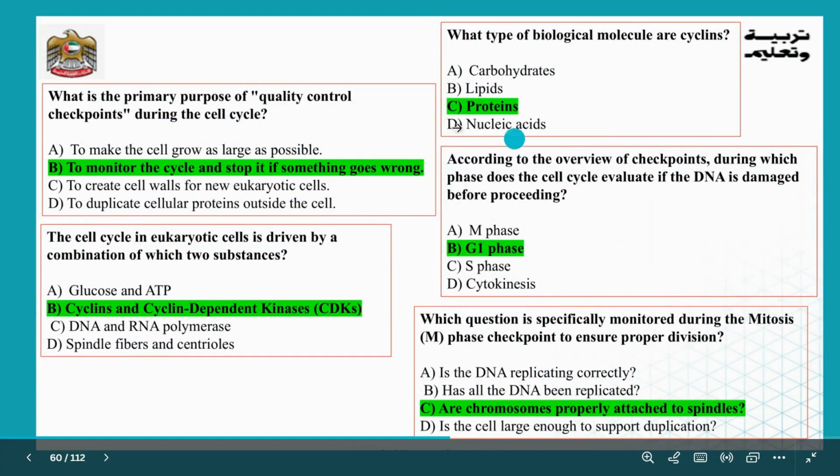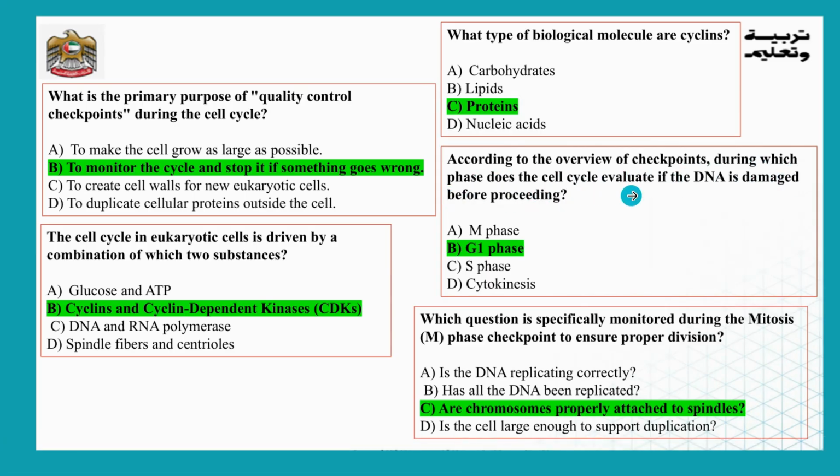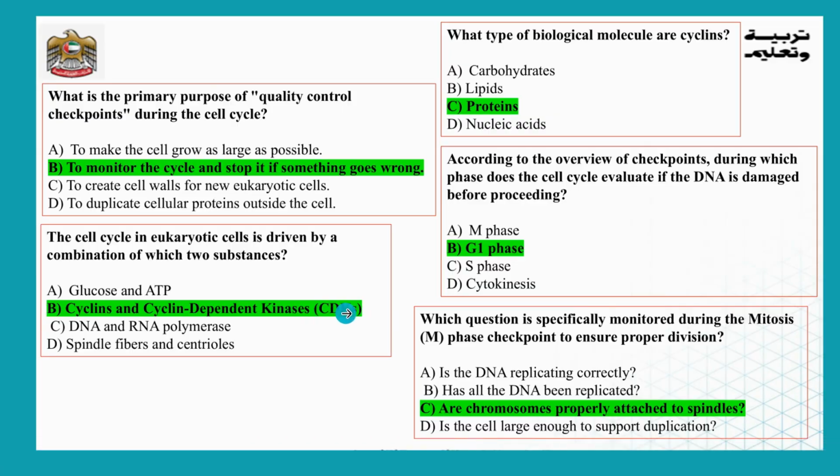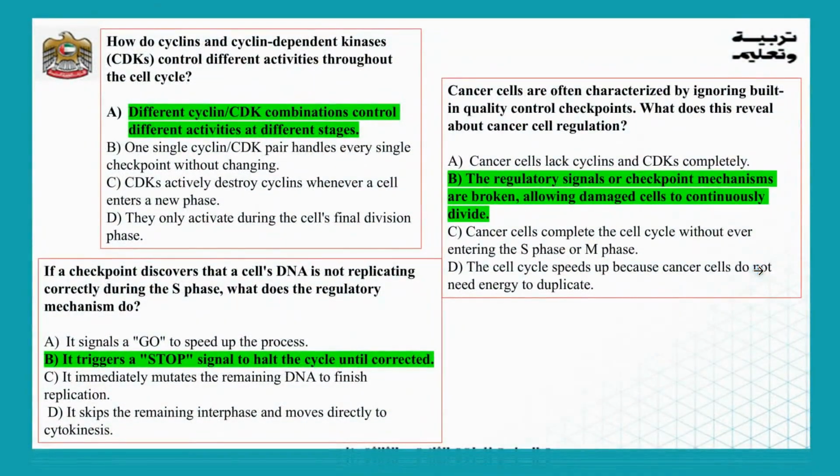These are the questions based on it. According to the overview of checkpoints, during which phase does the cell cycle evaluate if the DNA is damaged? That is G1, because it's still growing. What is the primary purpose of quality control checkpoints? They monitor the cell cycle, and if it is going wrong, then it stops. The cell cycle is driven by a combination of what two substances? Cyclin, which is a protein, and cyclin dependent kinases, enzymes. So these are the questions. These are some more questions.